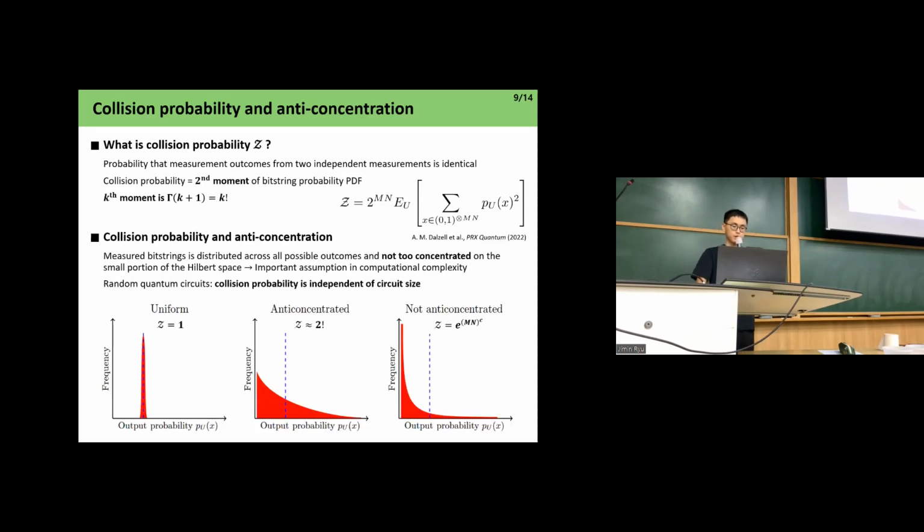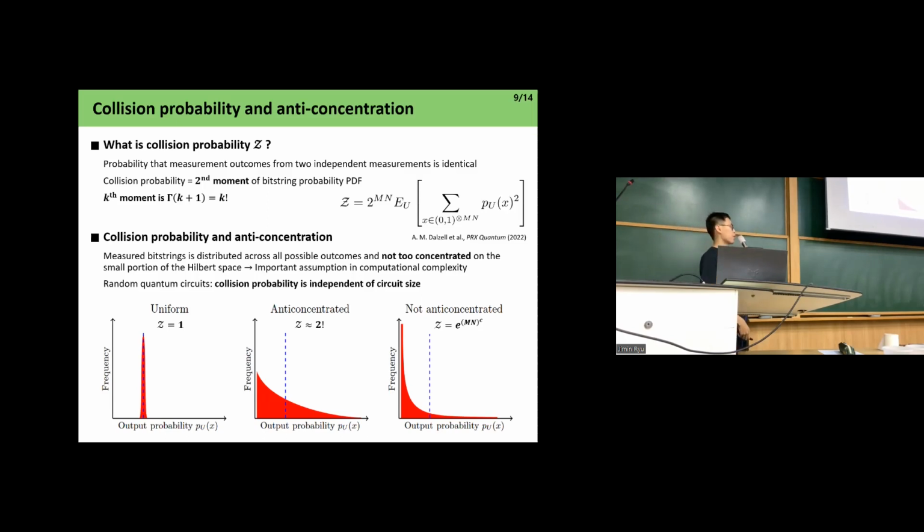The second moment of the uniform classical distribution is 1. As I told you, if the circuit is classical random, then the probability is just focused on this average value of 1, and the second moment should obviously be 1.